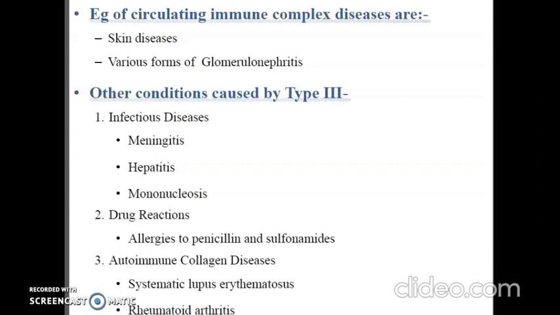Other conditions caused by type 3 hypersensitivity include infectious diseases like meningitis, hepatitis, mononucleosis, and drug reactions like allergies to penicillin and sulfonamides, and autoimmune collagen diseases like systemic lupus erythematosus, that is SLE, and rheumatoid arthritis.